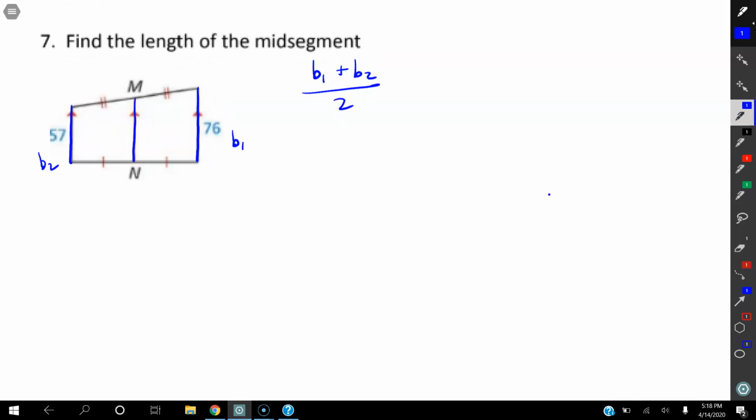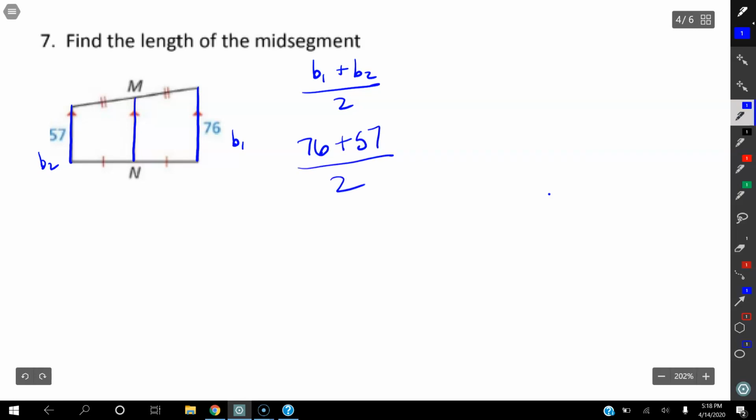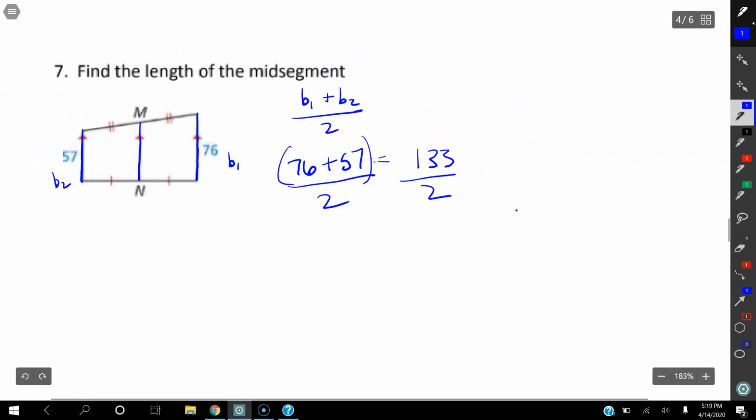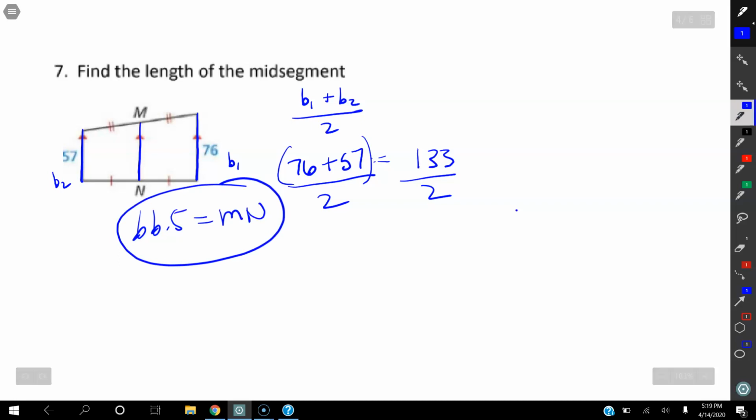So if we average those two bases, we have 76 plus 57 all divided by 2. Be careful when you put this in your calculator. You might want to hit equal signs up here or put parentheses to make sure the order of operations is fine. But that's going to be 133 chopped in half, which I believe goes in there 66.5 times. So 66.5 is MN. All right.